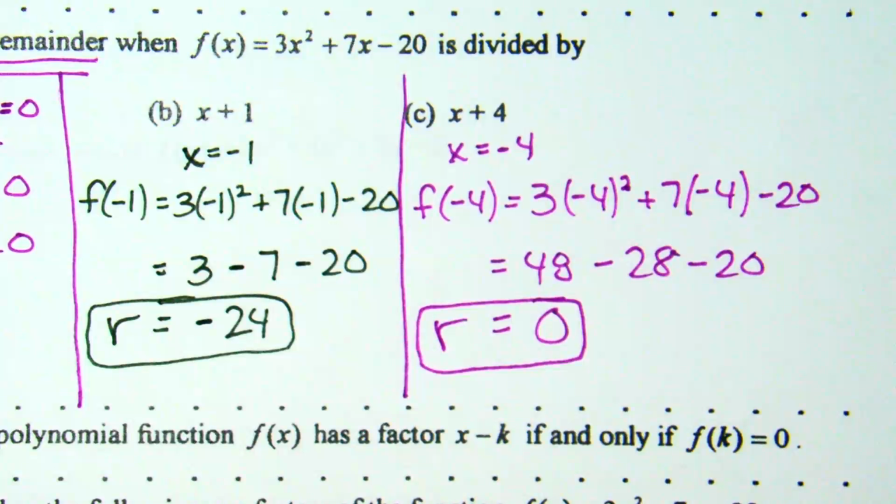What this means is if we take 3x squared plus 7x minus 20 and we factor it using our product of AC method, x plus 4 is one of the factors. That's what it means.